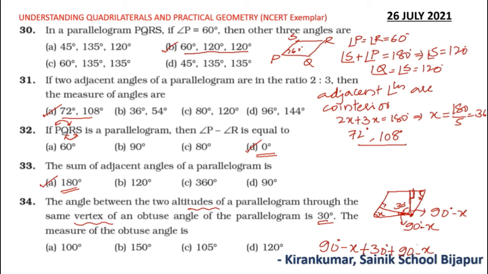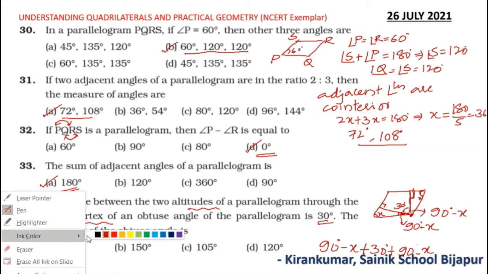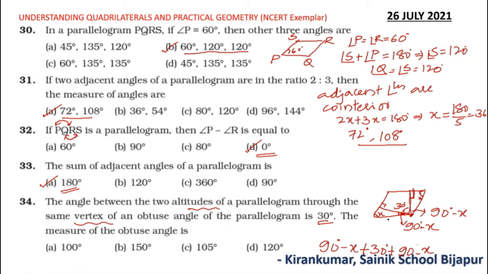And we know that the sum of this angle plus this angle, two adjacent angles, is 180 degree. So I have mentioned this particular angle, this should be added to x, this will be 180 degree. Now we have to find the value of x.